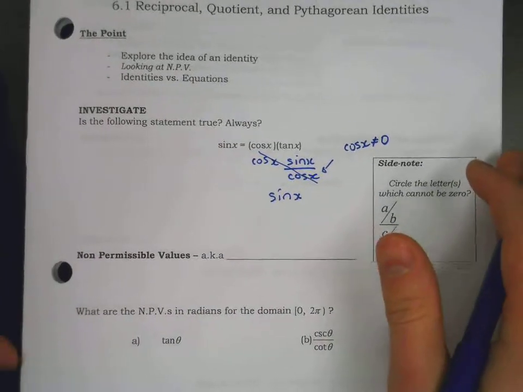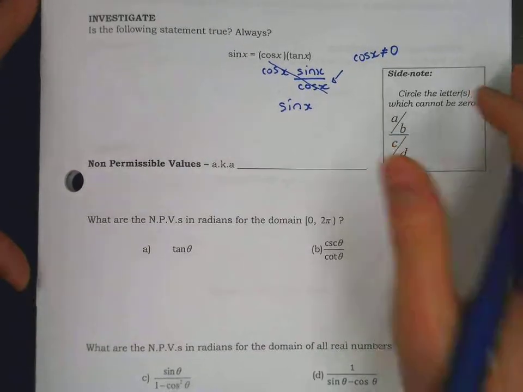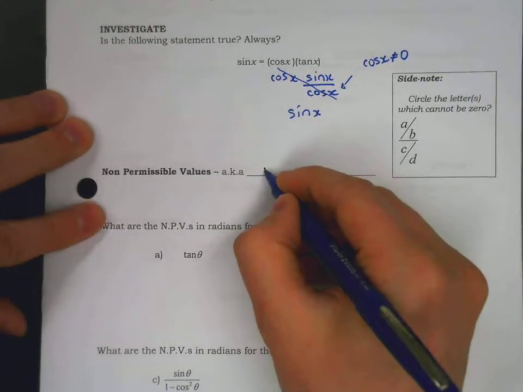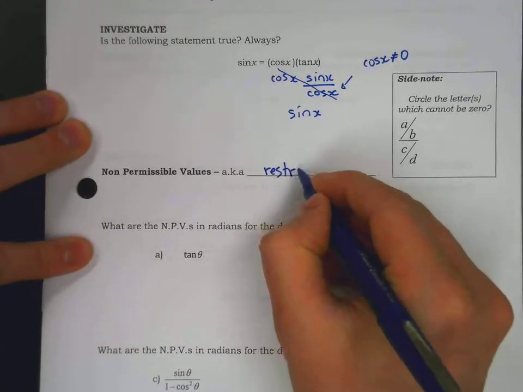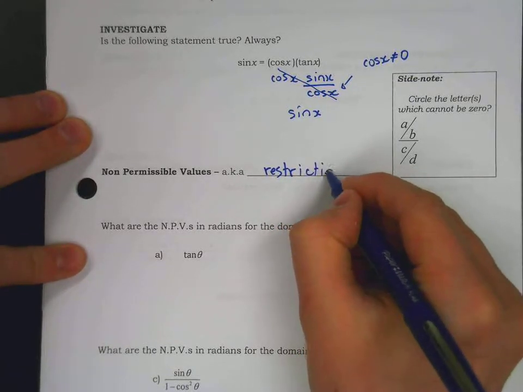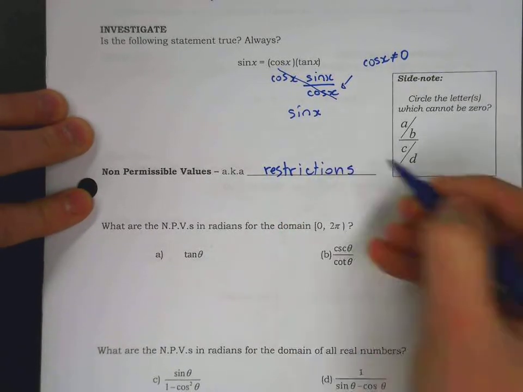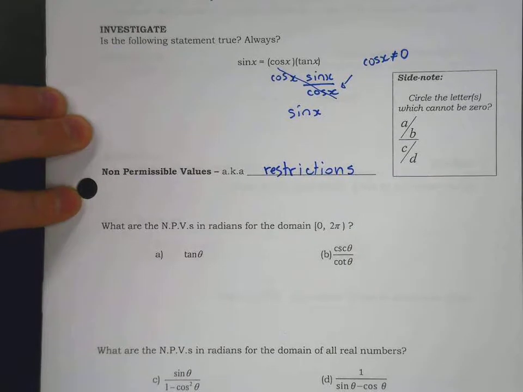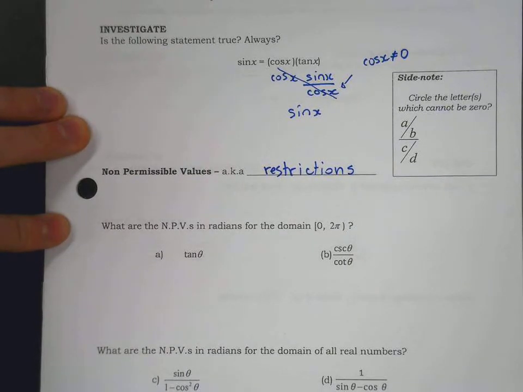This brings us into a conversation about non-permissible values, which we've heard before. And non-permissible values are also known under another name, restrictions. So we are restricting angles if they are in a denominator position.